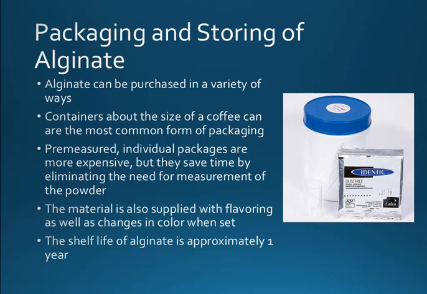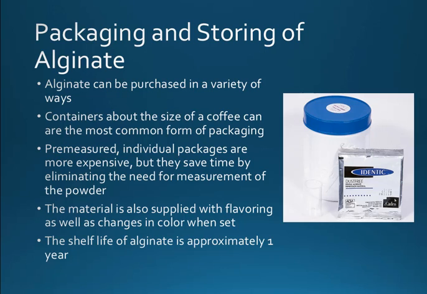So now let's talk about the material itself. Alginate is a material that can be purchased in a variety of ways. In our clinic, you'll notice it in a size like a coffee can or a canister, but it can also come in pre-measured or individual packages. They are a little bit more expensive, but they do save time by eliminating the need to measure the powder.